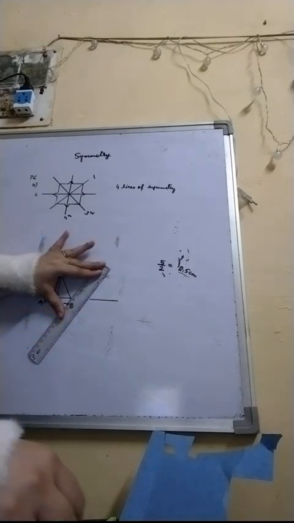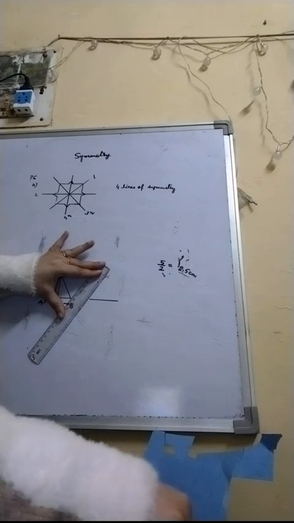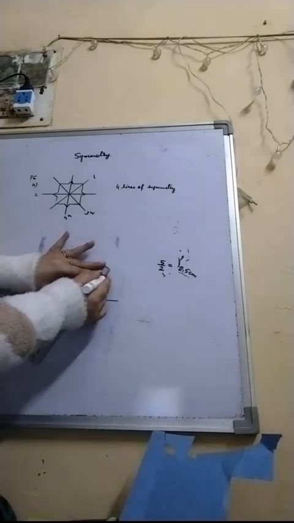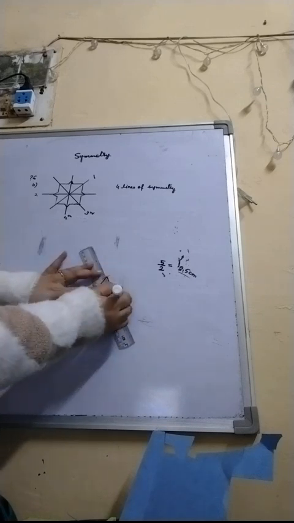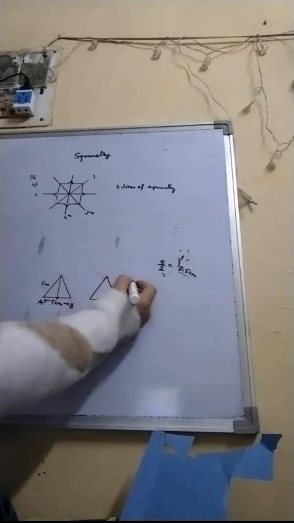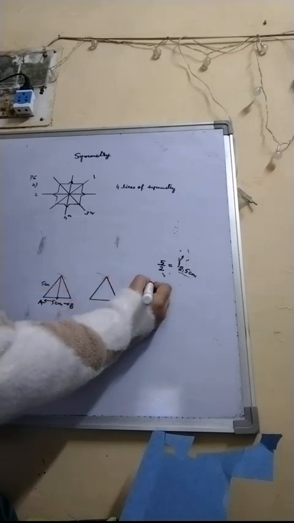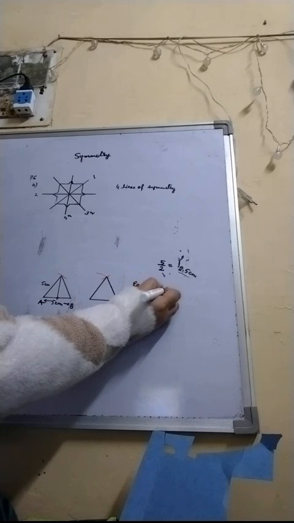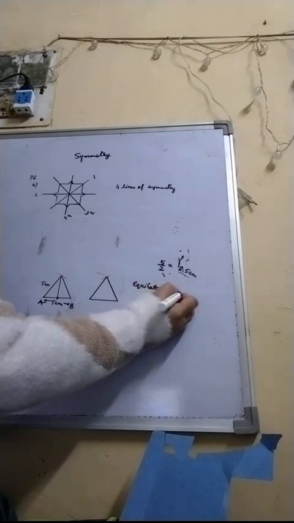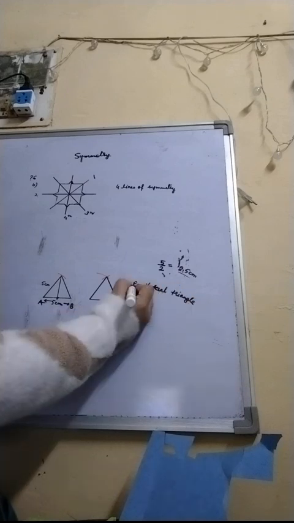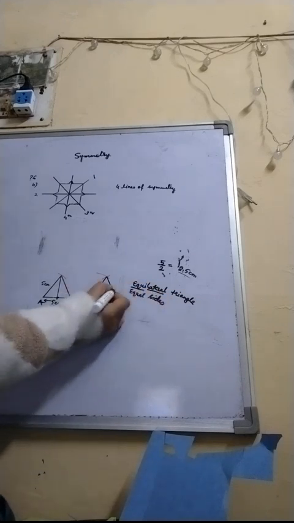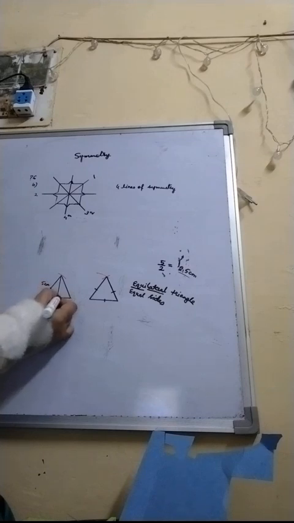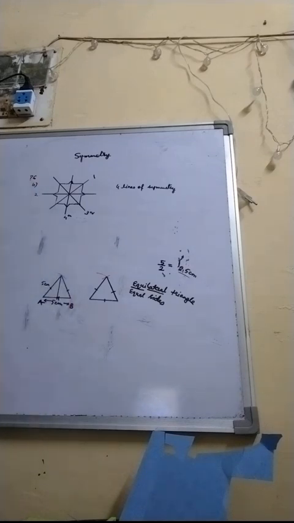You need a triangle with equal sides and equal angles. If a triangle has equal sides, it would have equal angles also. Such types of triangles are known as equilateral. Equi means equal and lateral means sides. So equilateral means equal sides. You have equal sides of a triangle, or an equilateral triangle.